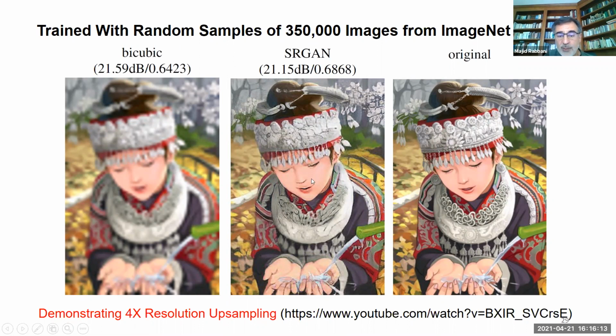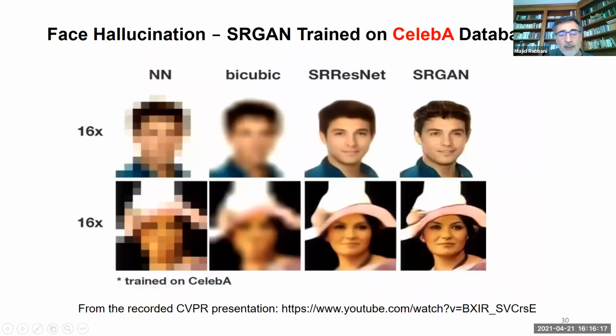But remember, this image was not part of the training set. How was that trained? We will see that in a moment. This is some face hallucination results, right? This is again from the recorded CVPR presentation. This is a 16x super resolution. The network has been trained on the Celeb A image set.